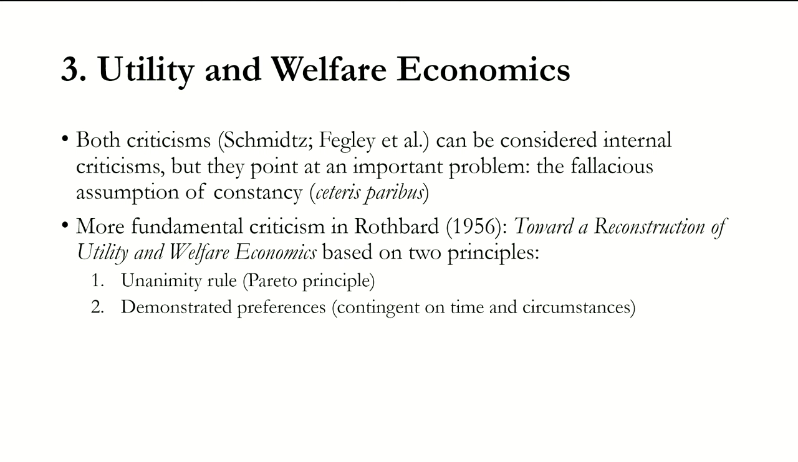But of course, there are more fundamental criticisms of this analysis, and you can find those, for example, in Rothbard's famous 1956 paper Toward a Reconstruction of Utility and Welfare Economics. That's a paper where Rothbard argues that scientifically there are really only two principles with which we can work in order to draw conclusions about the desirability of alternative situations. Those two principles are the unanimity rule, or the Pareto principle, and the principle of demonstrated preferences.